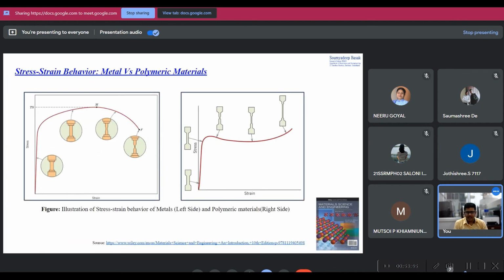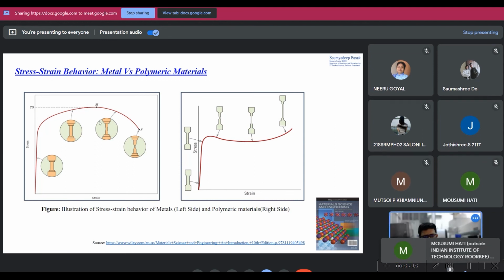Now, another thing is the stress-strain behavior. You have studied the necking phenomenon in case of uniaxial tensile stress-strain, right? The metal and the polymeric material behave very differently. When the metal is stretched, necking is created just very little before the fracture point. So there is not much movement of the material after this necking starts.